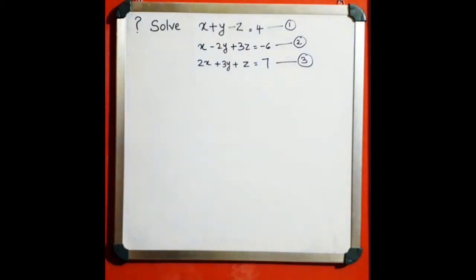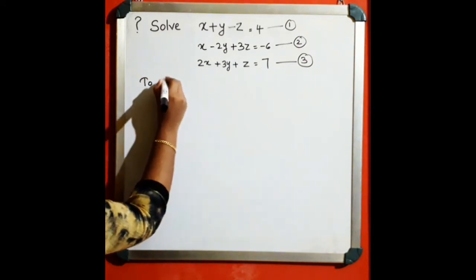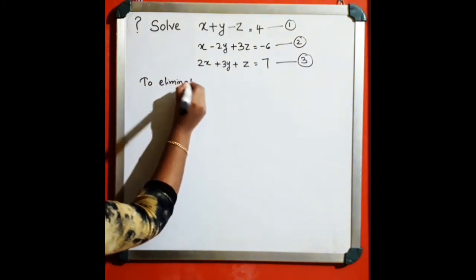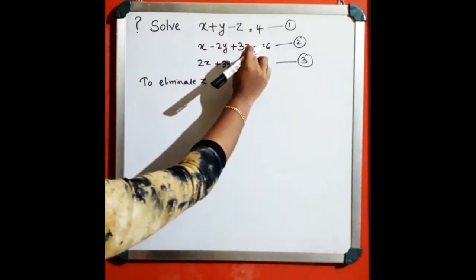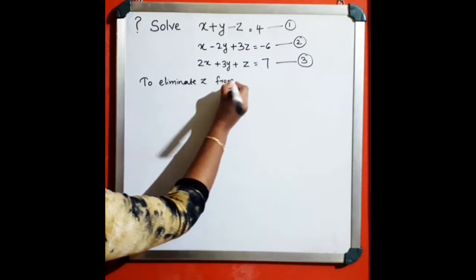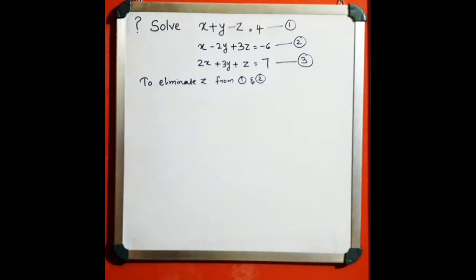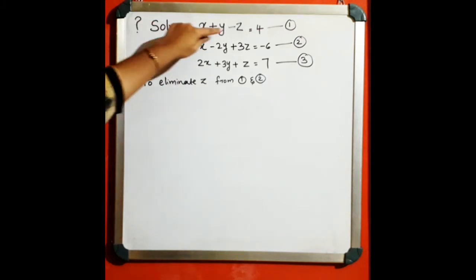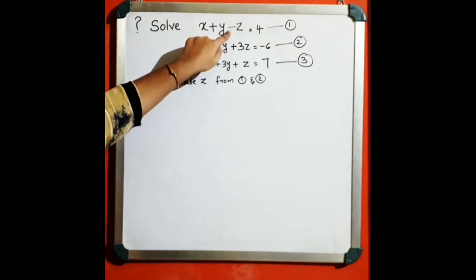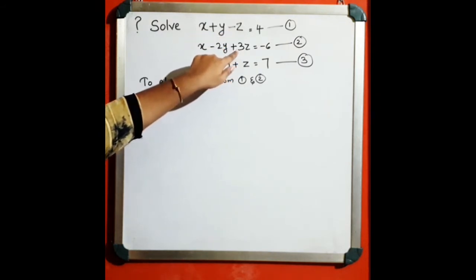Our aim is to eliminate z from equations 1 and 2. Our first step is to reduce the three equations in three unknowns to two equations in two unknowns. So to get two equations in two unknowns, we eliminate z from these equations. First, eliminate z from 1 and 2. Here the coefficient of z is minus 1 and here the coefficient of z is 3.